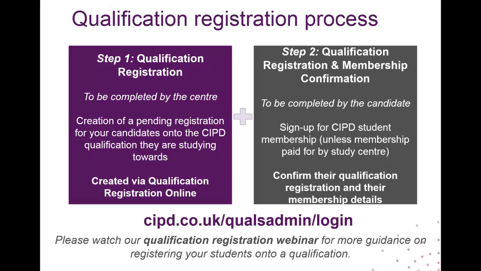It's also essential for candidates to query their registration details with the CIPD if a qualification title is incorrect. This will help to avoid results being submitted against an incorrect qualification at a later stage.